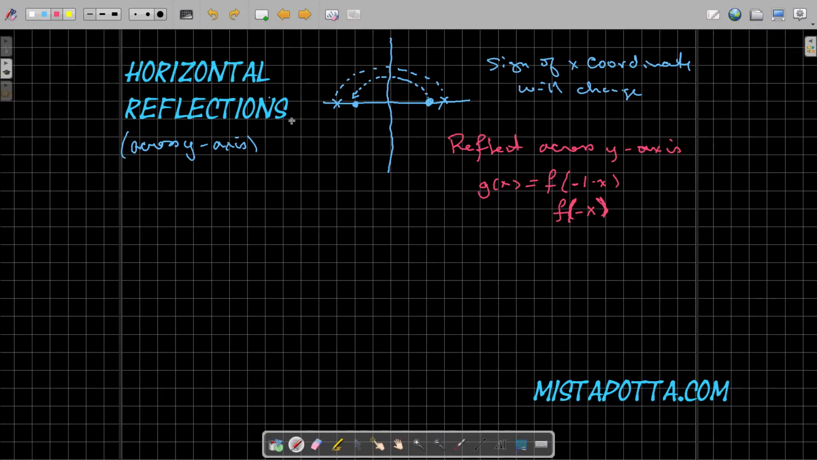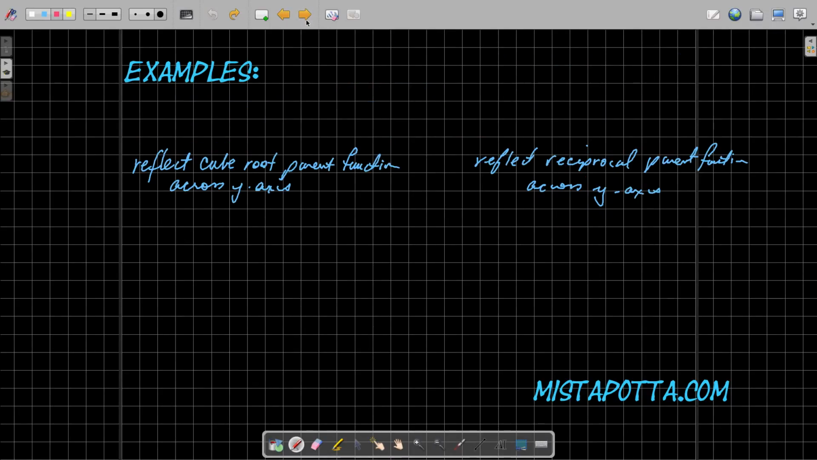So as we've done several times in this video, I want to do a couple of examples to talk about what's happening here. So the first thing I want to do is take the cubed root parent function and reflect it across the y-axis. So for our purposes, f of x is equal to the cubed root of x. And we know that g of x is really just supposed to be f evaluated at negative x. So it's going to be the cubed root of negative x.